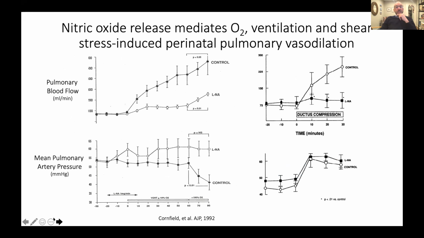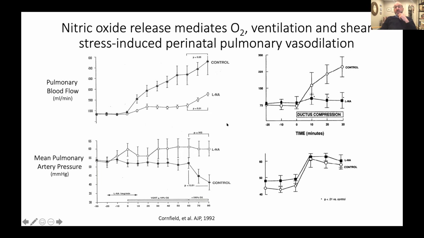Many years ago, we demonstrated in our version of fetal surgery, which we did in fetal lambs, that if you deliver a fetal lamb and you give ventilation, there's a dramatic increase in pulmonary blood flow. There's a significant decrease in pulmonary artery pressure. And if you block nitric oxide and prevent its elaboration, then that increase in pulmonary blood flow didn't ensue, and pulmonary artery pressure also didn't go down.